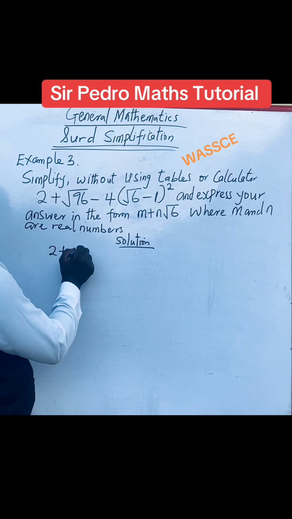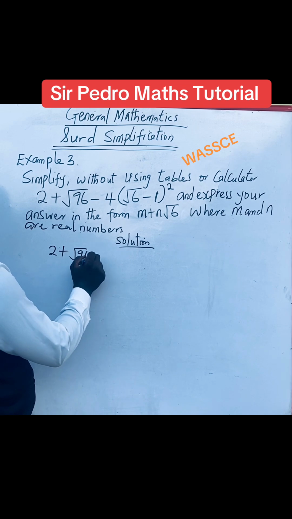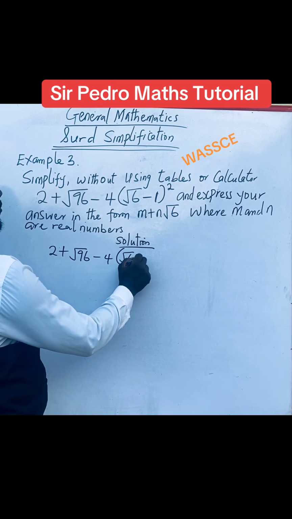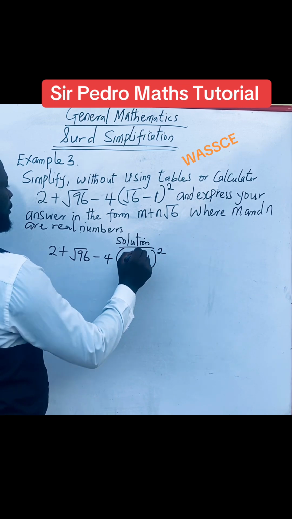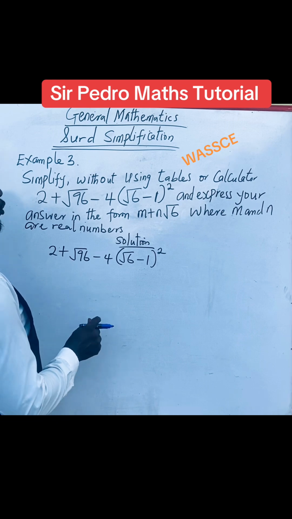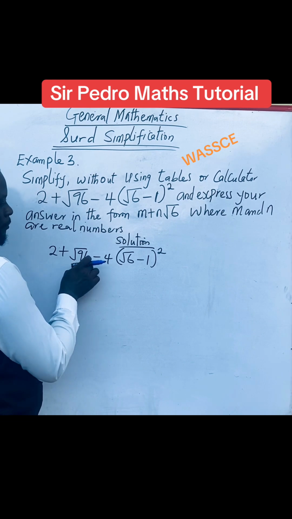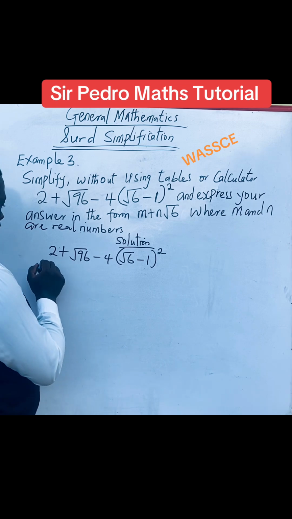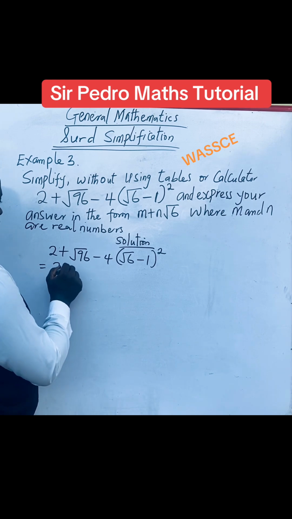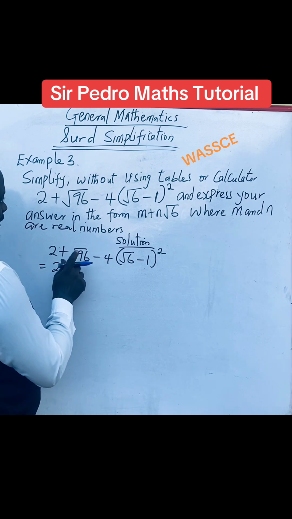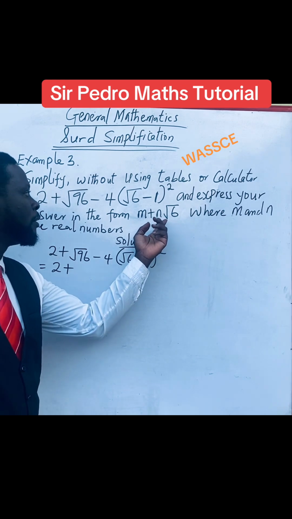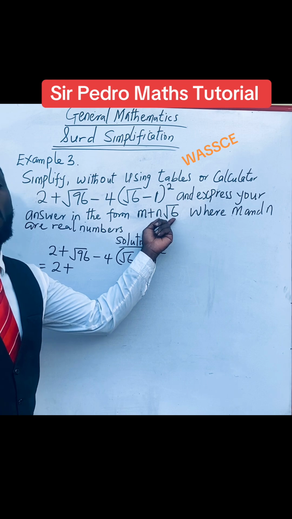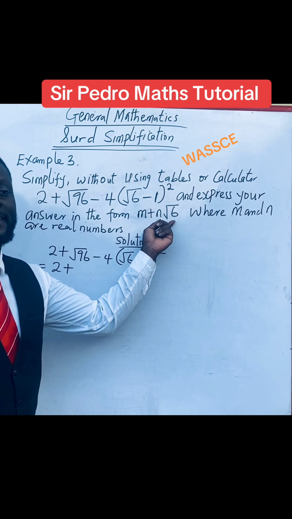2 + √96 − 4(√6 − 1) all squared. So the first thing you do is to simplify this √96 and expand this square. Okay? So you have equal to 2 plus √96. They say we should work it so that at the end you have √6. So that means we are working with the surd √6.